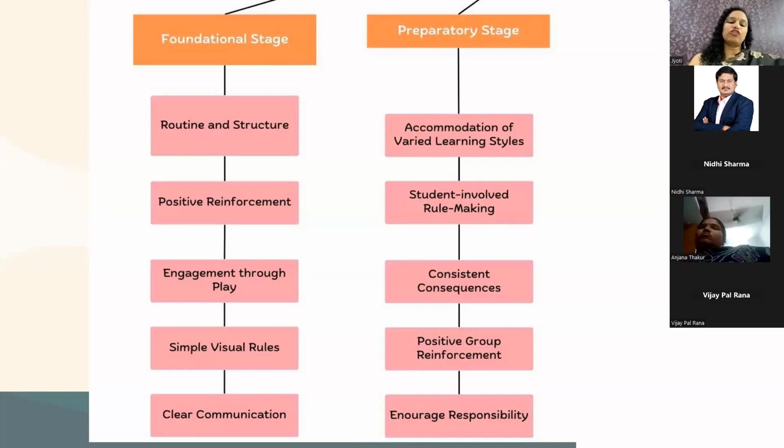Third is engagement through play. Now, whether you are following the Waldorf method, the Playway method, the Montessori method, we all know that children at this stage will only engage through play. So, like you were saying, storytelling or engagement with nature and art integration, all of these things help to maintain focus and reduce any disruptions.